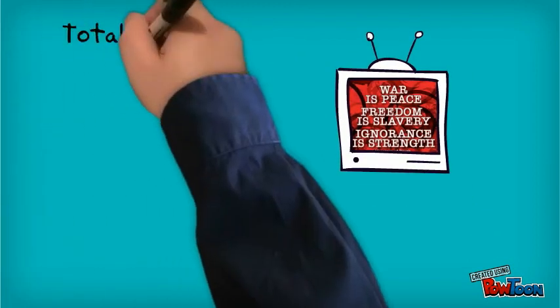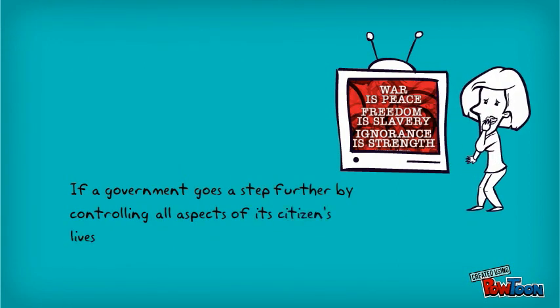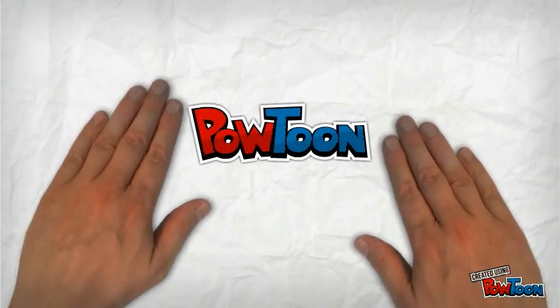Dictatorships are authoritarian by nature, meaning that the government's power cannot be challenged. If a dictatorship goes a step further and controls all aspects of people's lives, the government is classified as totalitarian. If you have ever read my favorite book, 1984, created using Powtoon.